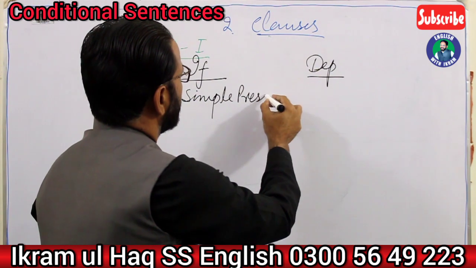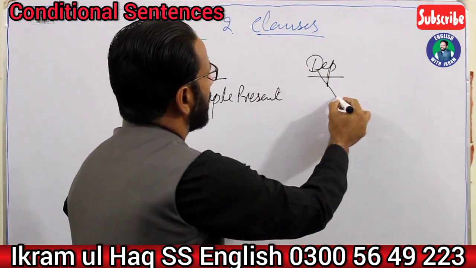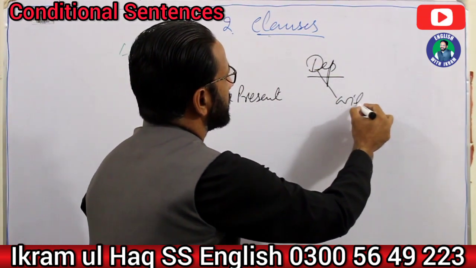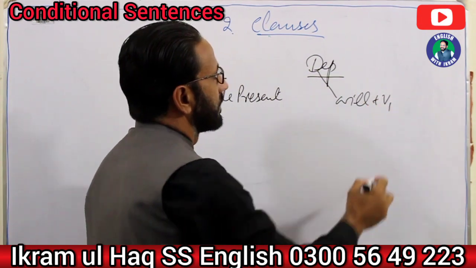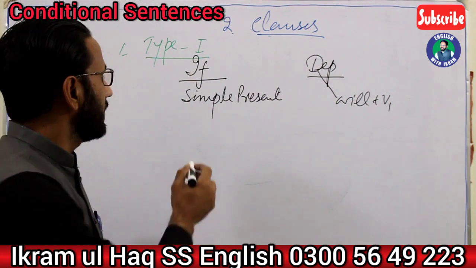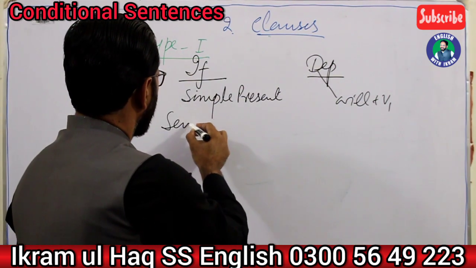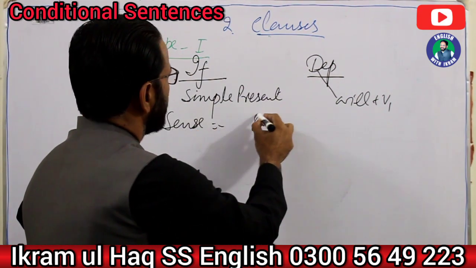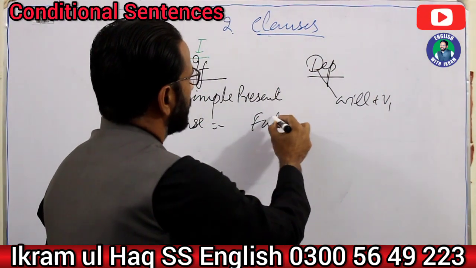In the if clause we use simple present tense, the first form of the verb. And in the dependent clause we use will plus V1. This is the structure of type 1 conditional sentence. And the sense of the sentence is future. We are talking about the future.